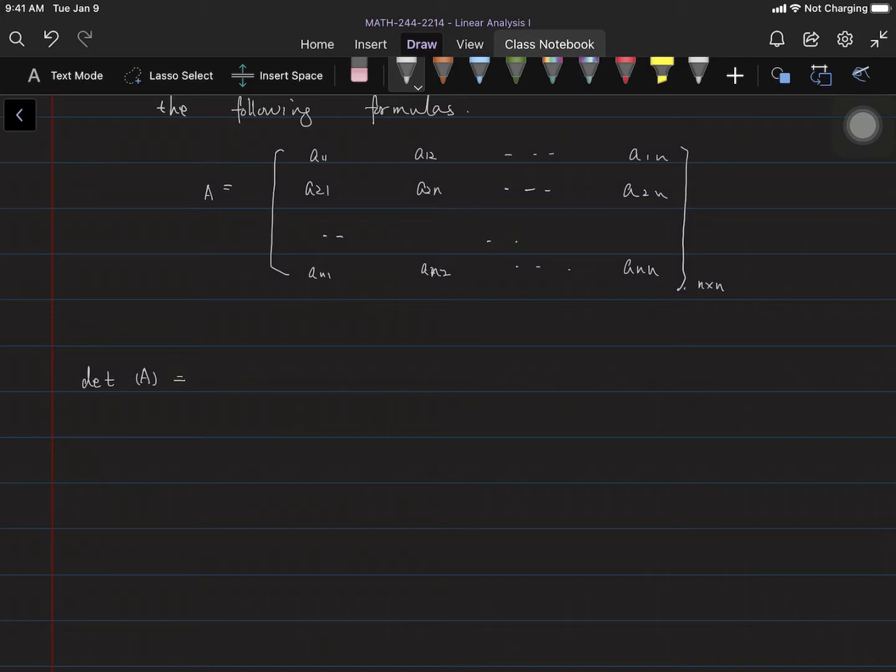That means we can expand by using the ith row. For example, the ith row is going to be Ai1, Ai2, the second number, up to Ain. So the ith row.